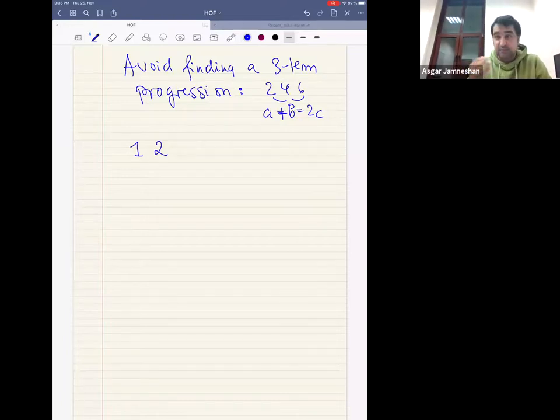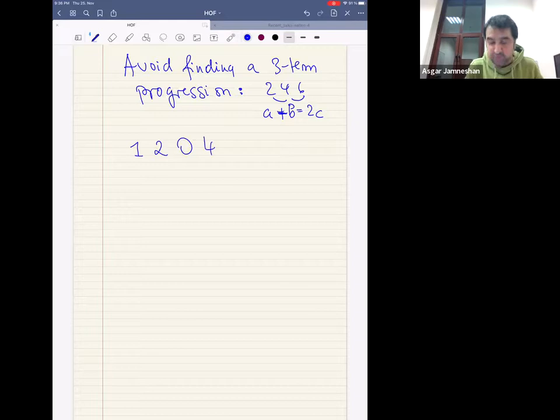Okay, so for the third time, let's start again. We try to avoid 3-term progressions. So we can take 1, and then we can take 2. So 1 and 2, of course, doesn't form a 3-term progression because these are just 2 numbers. But now if you would take 3, then we would have a 3-term progression where the gap size is just 1. Okay, so we have to throw away 3. So we don't take 3 into our set.